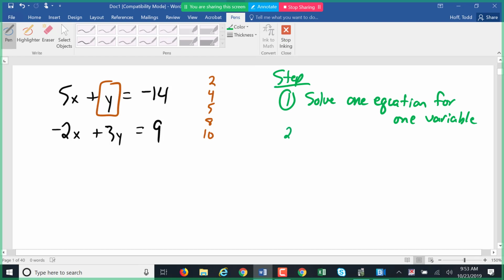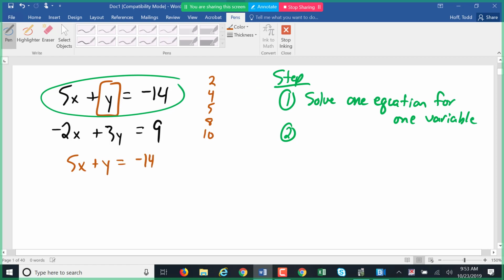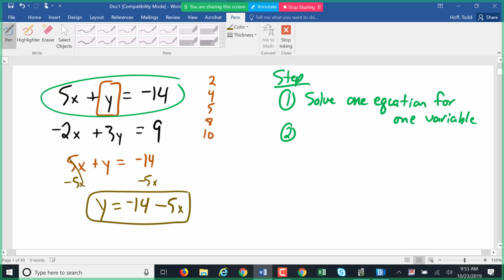So once we have solved one of them for one of the variables, I'm going to solve that top equation for y. 5x plus y equals negative 14. And I'm going to solve it by subtracting the 5x to get y by itself. So I have y equals negative 14 minus 5x. So I solved that top equation for y. I'm going to call that top equation equation A, the second one equation B. So what we have here is just equation A that's been solved for the variable y.